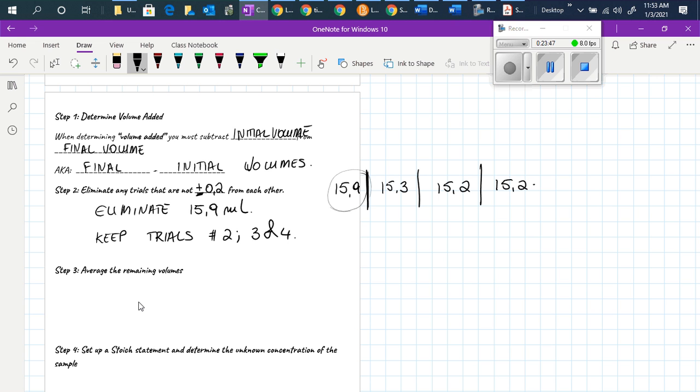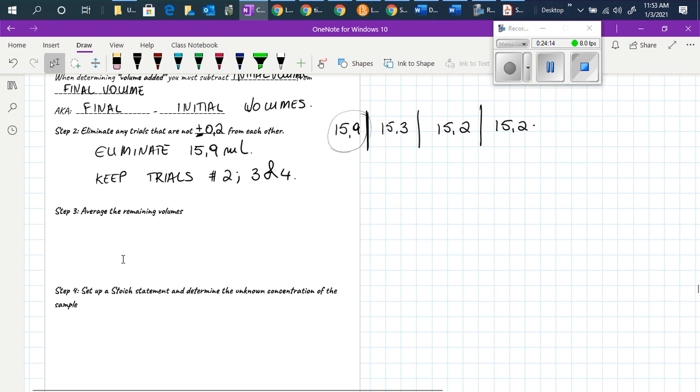Depending on the situation, if they are not within plus or minus 0.2 difference, then you have to do more trials to end up with 3 trials that have a difference of plus or minus 0.2 in volume added. And then as the third step, we will find the average of the volumes that we keep.